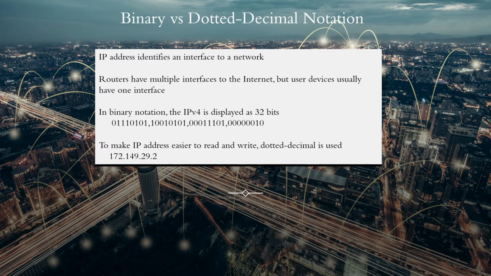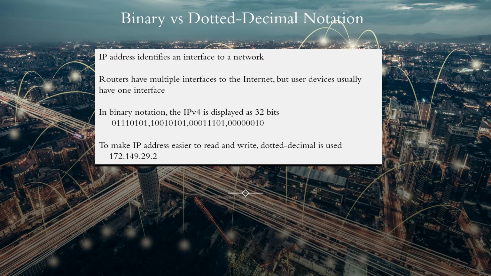It is important to note that an IP address does not actually refer to a host. Rather, it refers to a network interface. So if a host on a network has two network interfaces, it must have two IP addresses. Typically, routers have multiple interfaces, and therefore they need a unique IP address for each interface. But most user devices have one interface and they need one IP address.